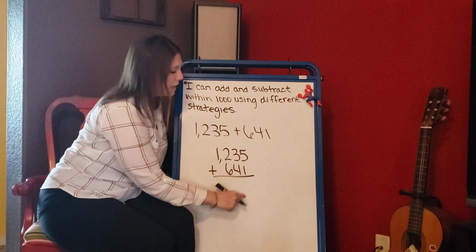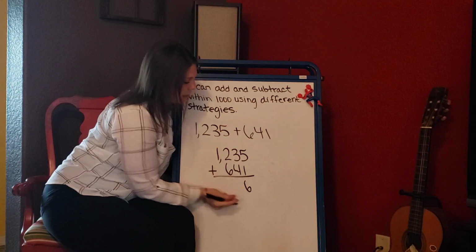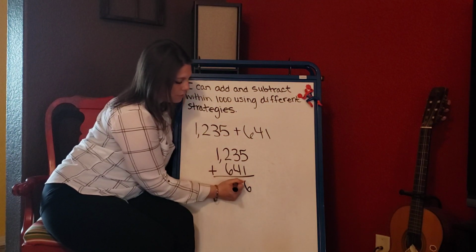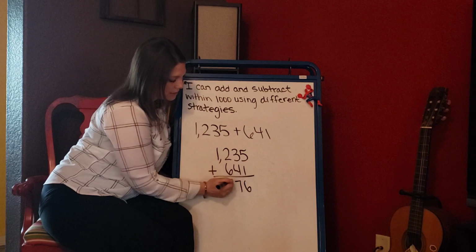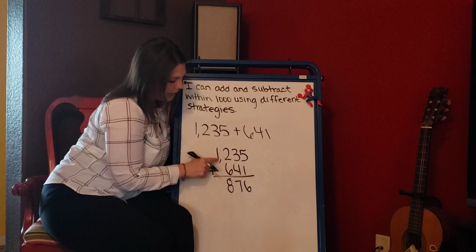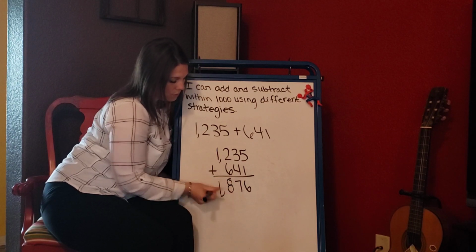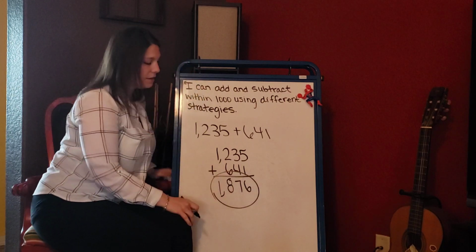And then I start with the right again, and I say 5 plus 1 equals 6. 3 plus 4 equals 7. 2 plus 6 equals 8. And 1 plus 0 equals 1. And I have my answer of 1,876.